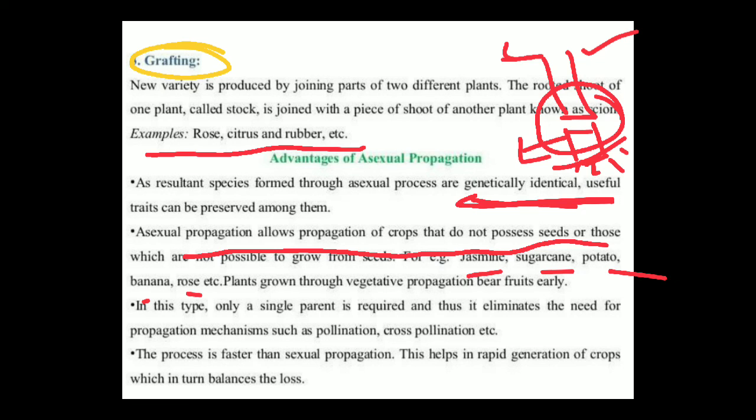Most of them do not possess seeds, or we do not use the seeds for their production. Okay. And also the vegetative propagation bears fruits early. In this type only a single parent is required, and it eliminates the need for propagation mechanisms such as pollination and cross pollination. Okay. And this process is very much faster than the sexual propagation. This helps in rapid generation of crops, which in turn balance the losses.